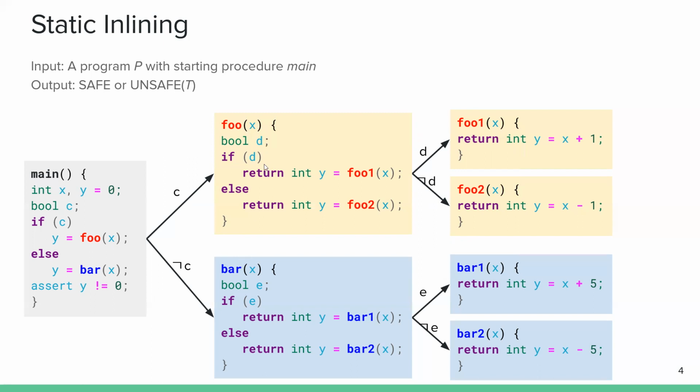In foo, again, if some condition is true, we call foo1, otherwise we call foo2. These foo1 and foo2 are very simple functions which will simply either increment or decrement the input by 1. Similarly, we also have the function body of bar here. If some condition is true, bar calls bar1, otherwise it calls bar2. The function bodies of bar1 and bar2 are again very simple. They simply increment the input variable by 5 or decrement it by 5.